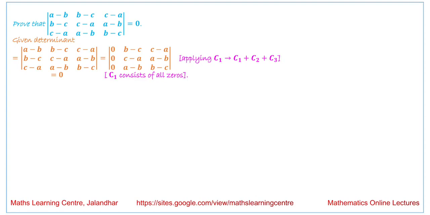Next is this determinant we have to calculate. So look at the terms over here: a minus b, b minus c, c minus a. If we add all these terms, it will become a minus b plus b minus c plus c minus a. We are adding these terms, so it will be plus over here.